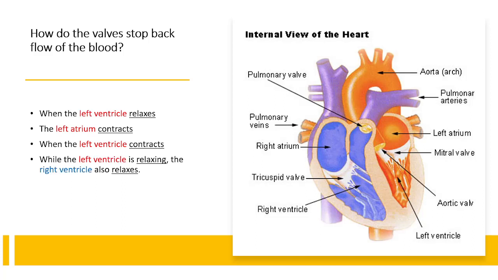While the left ventricle is relaxing, the right ventricle also relaxes. This causes the pulmonary valve to close and the tricuspid valve to open. This lets blood that was returned to the right atrium from the body flow into the right ventricle. And when the left ventricle contracts, the right ventricle also contracts. This causes the pulmonary valve to open and the tricuspid valve to close. Blood flows out from the right ventricle to the lungs before it returns to the left atrium as fresh oxygenated blood.